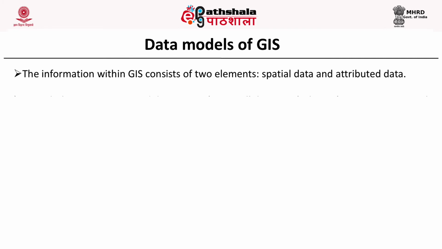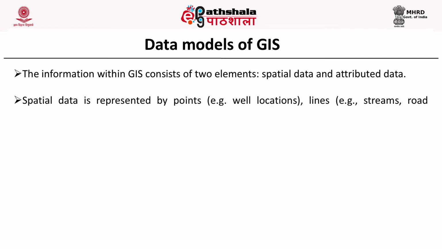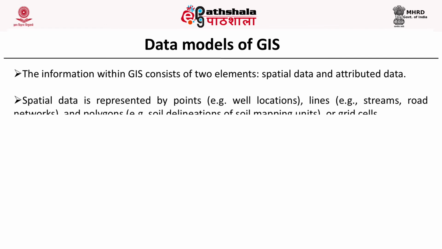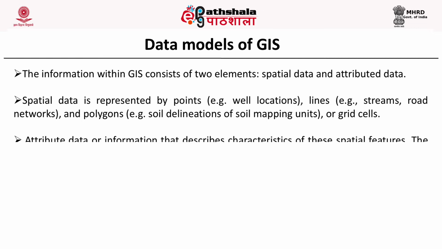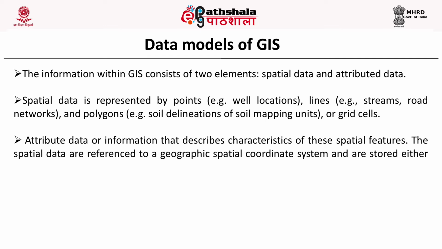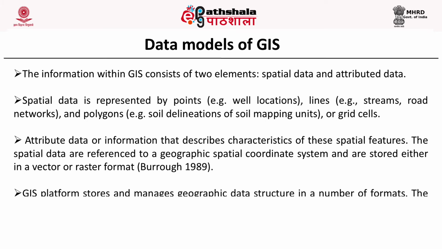Spatial data is represented by points, for example, location of wells in a place, lines, for example, the streams and the road networks, and polygons, for example, soil delineation of mapping units of soil or grid cells. The attribute data, or information that describes the characteristics of these spatial features, is an important part of GIS. The spatial data are referenced to a geographic spatial coordinate system and are stored in a vector or a raster format as given by Burrough in 1989.